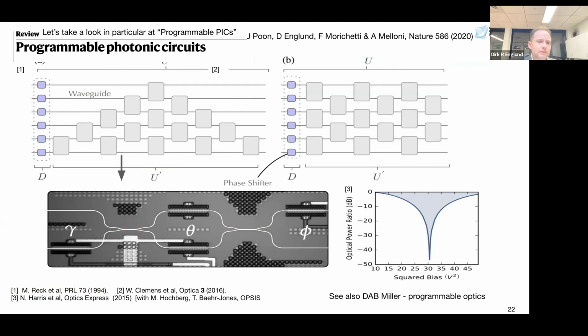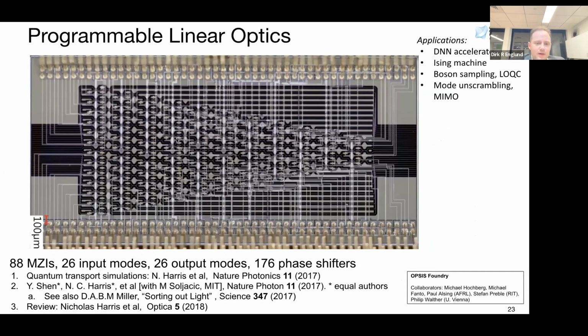All right, so okay, that's one of the boxes here, and then if we put all of these boxes together, we see this was after several tape outs. This was the first really functional photonic programmable integrated circuit that we were able to use, that really was enabling for us. This device, which we published on in a couple of papers, had 88 MZIs, 26 input modes, 26 output modes, and 176 phase shifters.